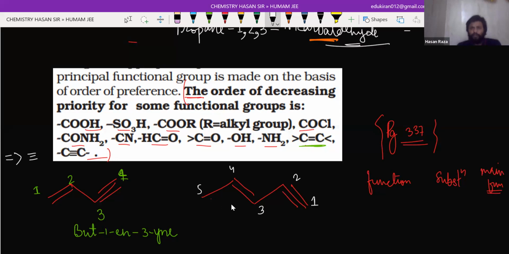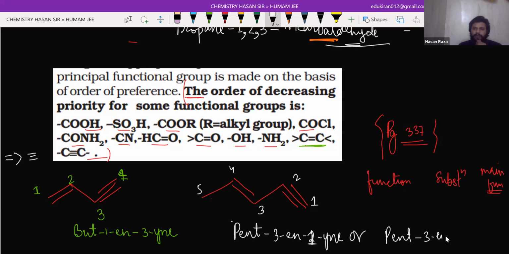In this case, the one which comes first, you are going to give preference to that. How many carbon is there? There is no branch. Jump to the parent chain. 5 carbon, so pent. Then you can write in alphabetical order pent-3-yn-1-ene, or you can directly write pent-3-yn-1-ene. Are you getting my point? Is that clear?